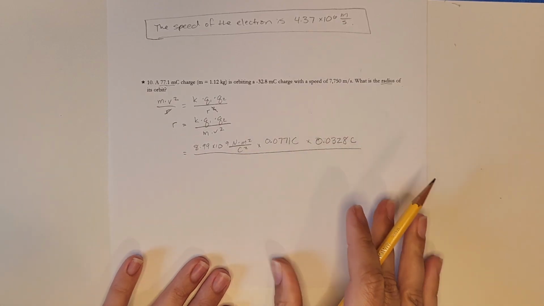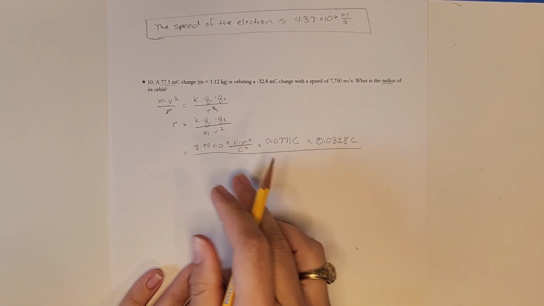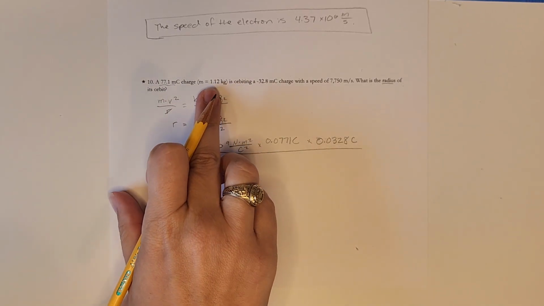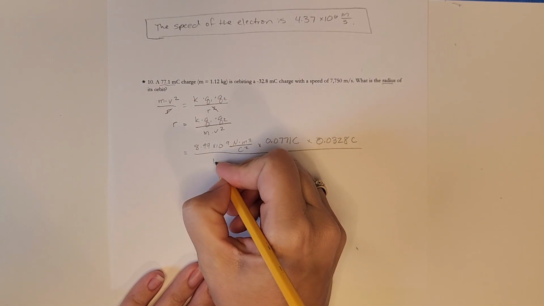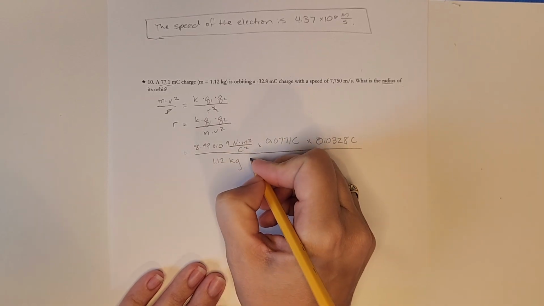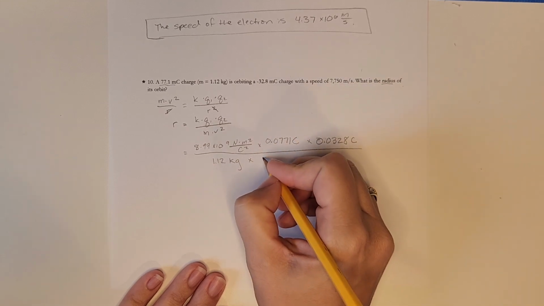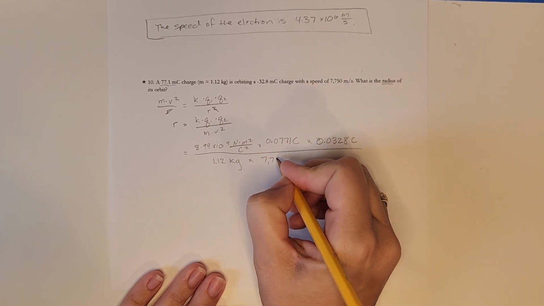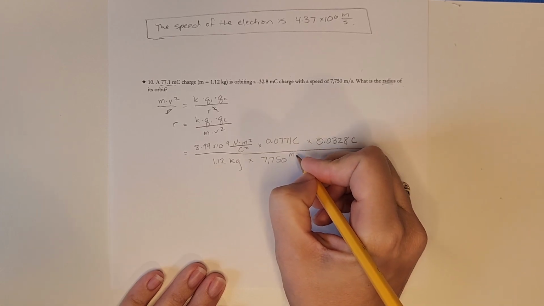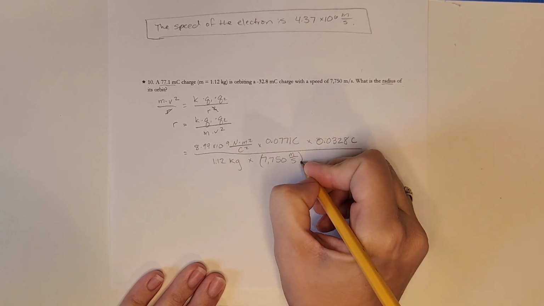Dividing this by the mass of the charge that is orbiting, which is 1.12 kilograms, times the velocity squared, 7,750 meters per second, and all of this squared.